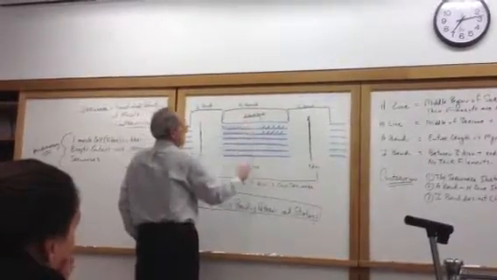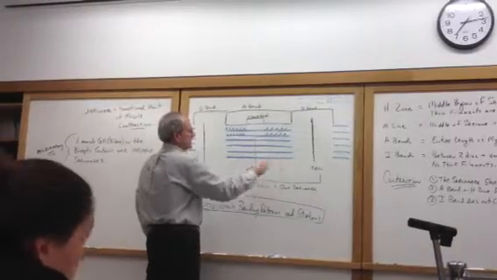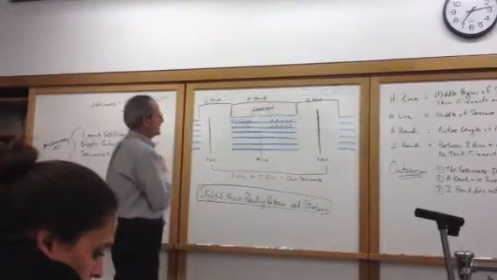Now there's a point in the middle of the sarcomere which we call the M line, and that's basically the middle line. So that's 50% on the left and 50% on the right of the sarcomere.